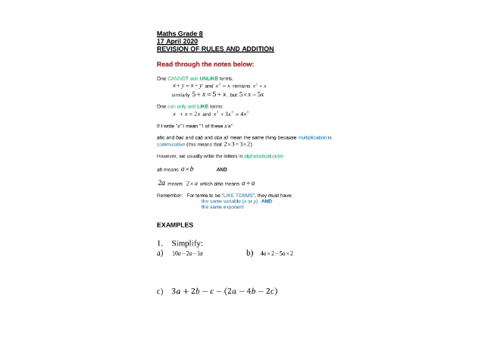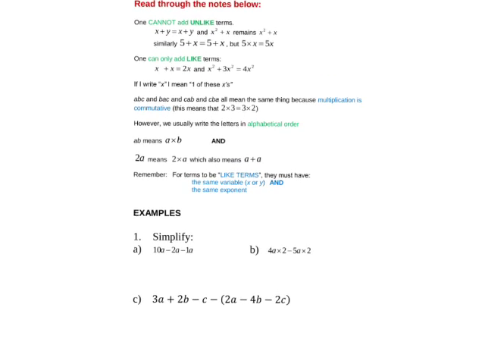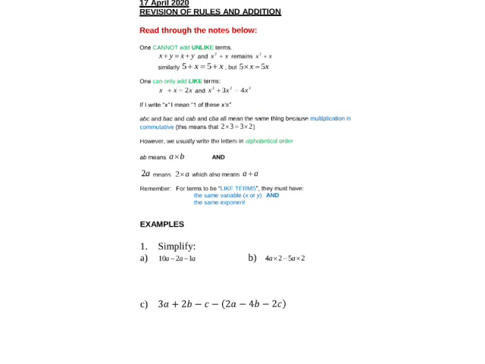Okay guys, you can just read through the top here again. It's just all the revision of the rules like we've done before. You can only add like terms when they have the same variable base with the same exponents. So let's just look at the examples together then. Let me see if I can zoom this in.